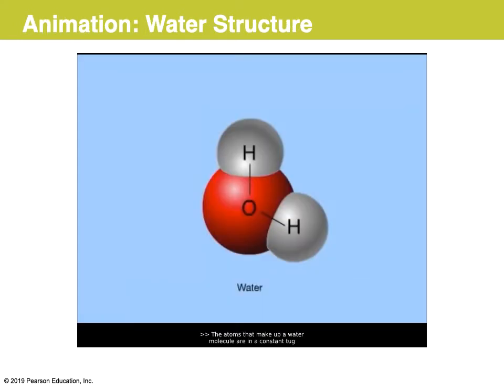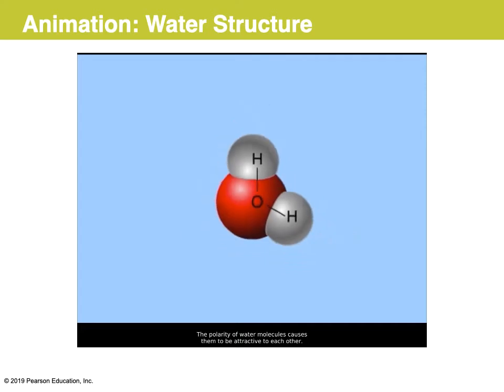The atoms that make up a water molecule are in a constant tug-of-war over their shared electrons. Oxygen exerts a far stronger pull on the shared electrons than does hydrogen, and so the electrons spend more of their time closer to the oxygen atom. Because of this unequal sharing of electrons, the oxygen atom in a water molecule actually has a slight negative charge, and each hydrogen atom has a slight positive charge, even though the water molecule as a whole is neutral. Because of the unequal sharing of electrons and the resulting positive and negative poles, a water molecule is said to be polar. The polarity of water molecules causes them to be attracted to each other.